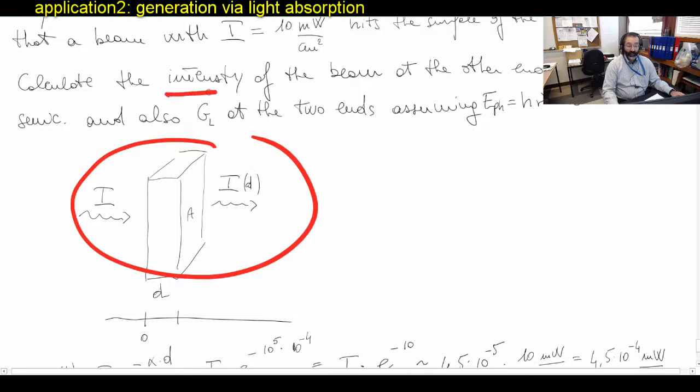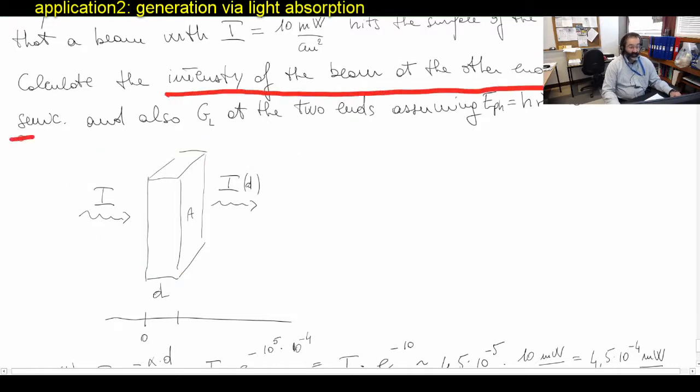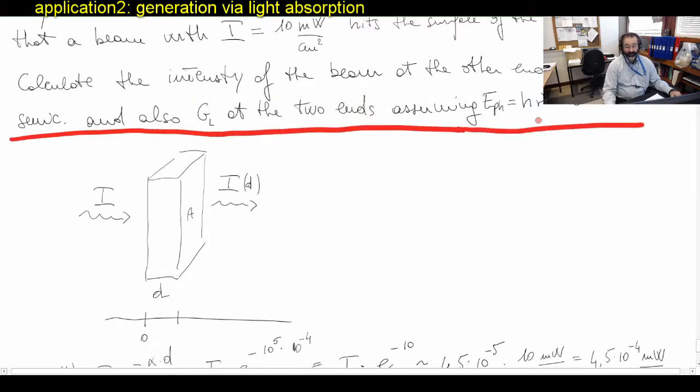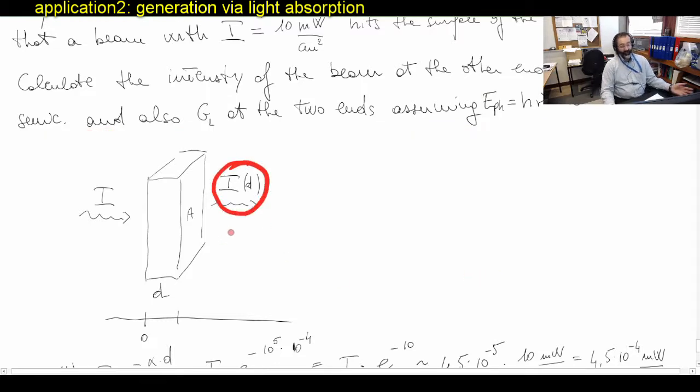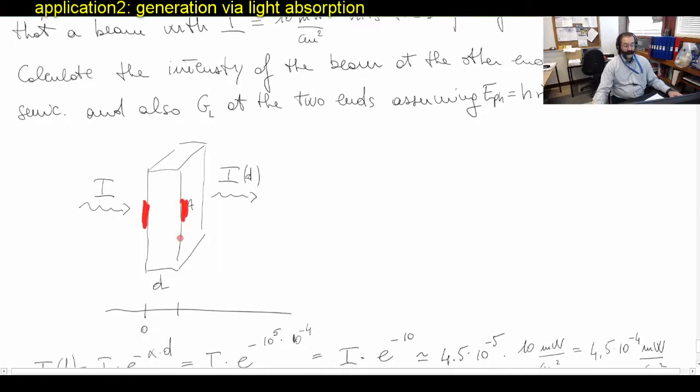So let us calculate the intensity of the beam at the other end of the semiconductor and also GL at the two ends, assuming that the energy of the photons is 2 eV. Okay, so I want to find effectively the intensity of the emerging beam, but I also want to find out the generation rate of electron-hole pairs at this surface and at this surface of the semiconductor.